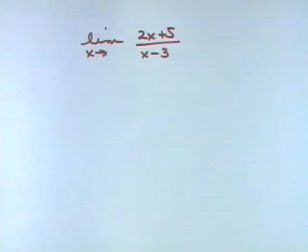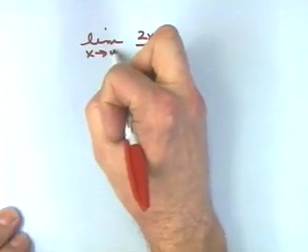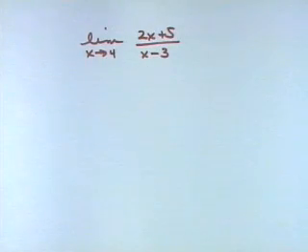So you ought to be a little leery when you see a problem like this, that we've got a bad value going on here, right? The bad value is 3. We should be a little suspect, certainly at 3 and clearly near 3. But if x is approaching 4, that's not an issue, is it? Can we just substitute in directly and evaluate the limit? Yes, we can.